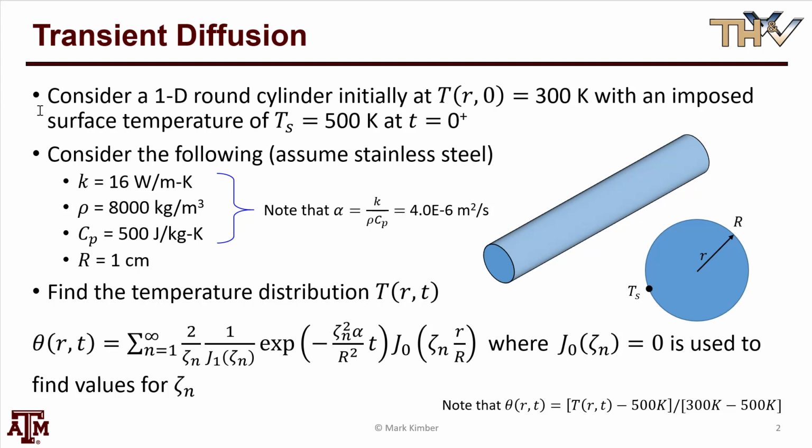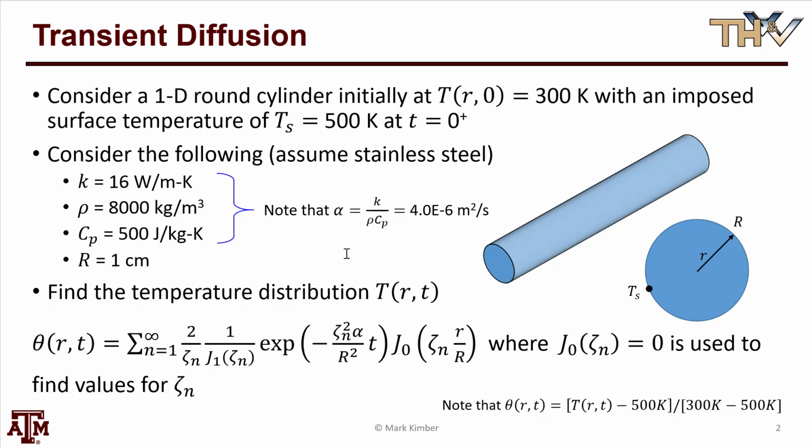We have initially 300 degrees Kelvin everywhere, and then at time equals 0 we impose a Dirichlet boundary condition, a surface temperature of 500 K. And we'll assume this is stainless steel. Here's typical properties that you would find. We have a 1 centimeter radius in the radial direction, and with thermal conductivity, density, and heat capacity, we can calculate our thermal diffusivity, and with these numbers we get 4e to the minus 6. So that's a number we're going to need to use in our OpenFOAM.